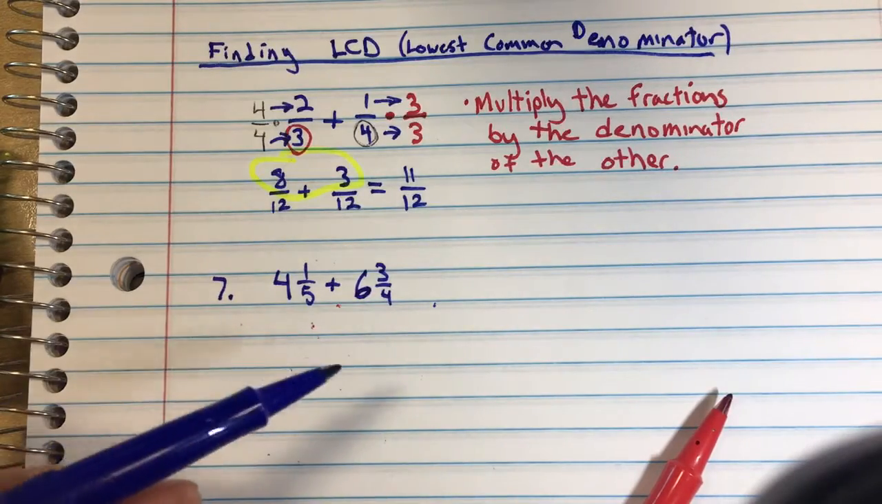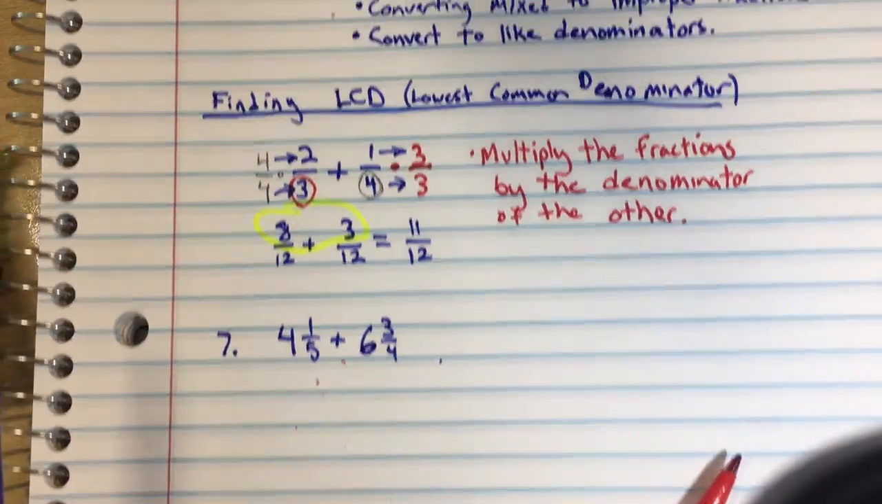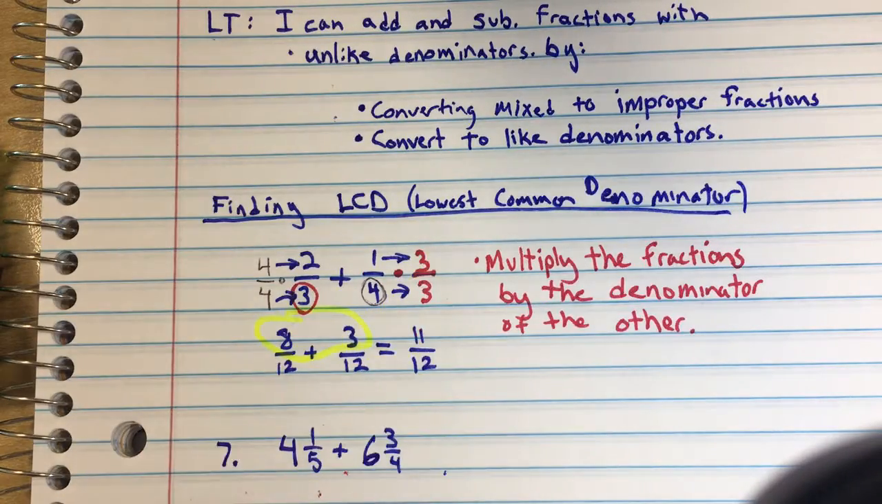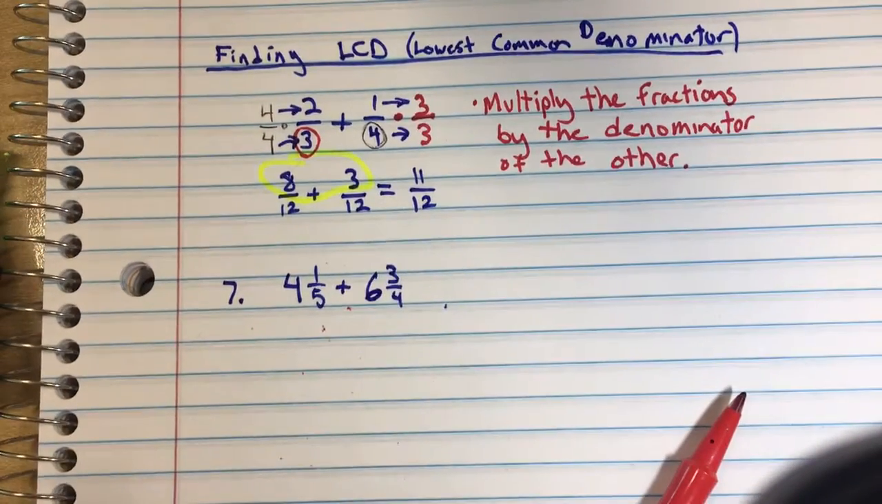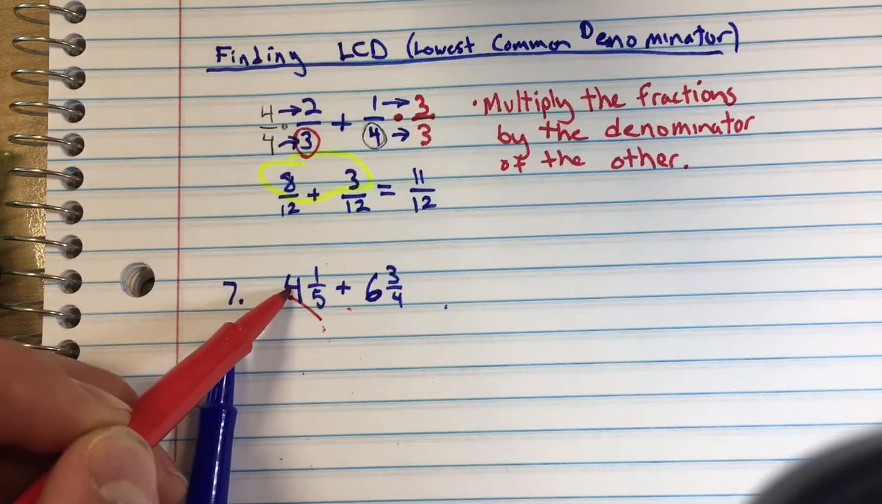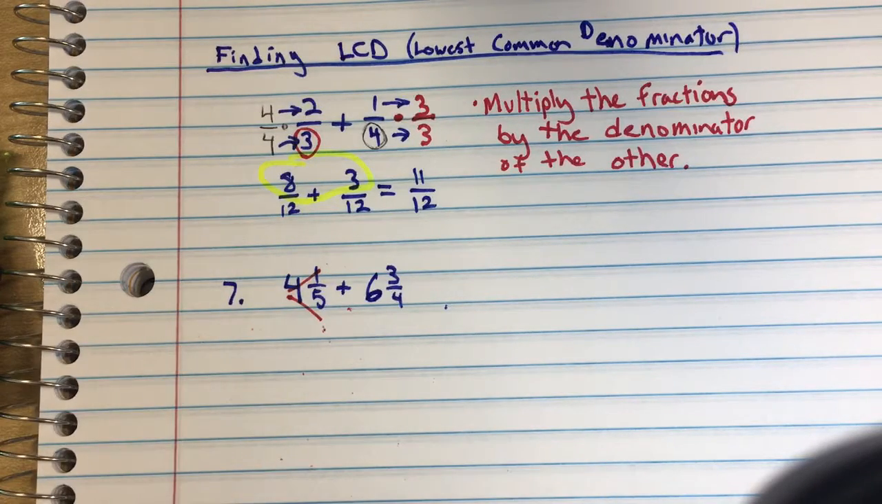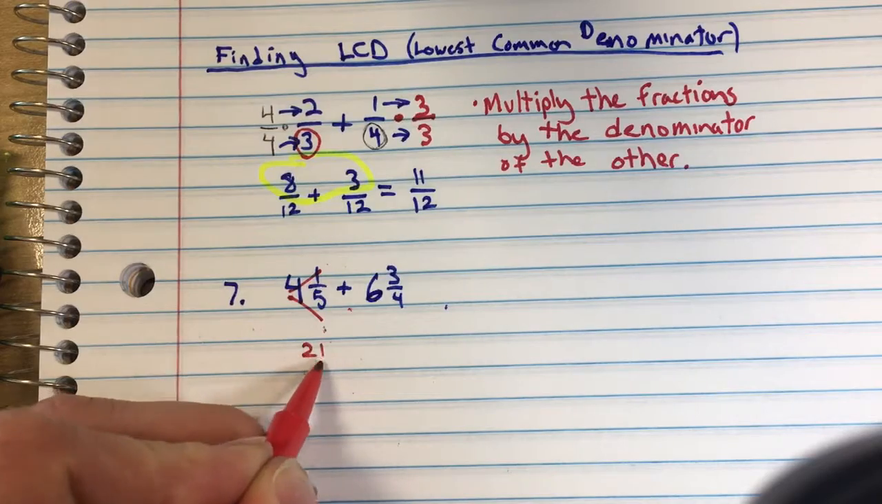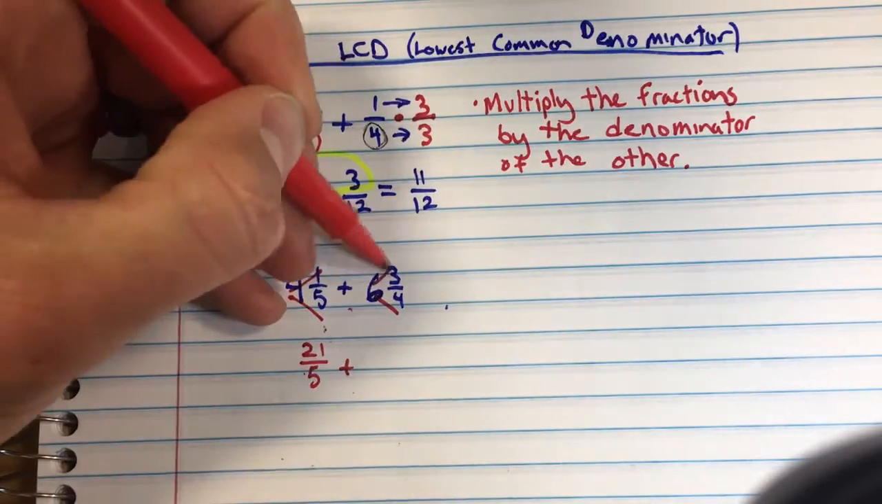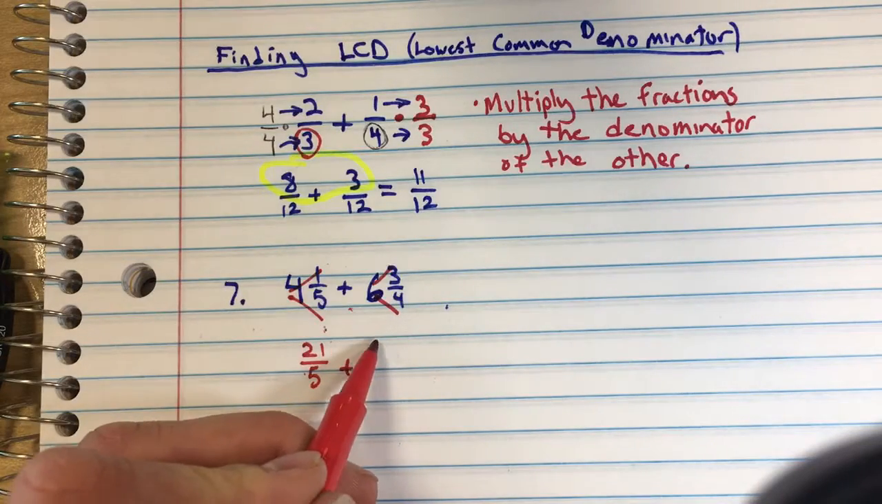But if you look back up at our learning target, one of the first things we said is that we have to convert to improper fractions first. And I'm going to emphasize this, and Mr. Trimble is going to make you do this, even though sometimes it seems like a lot of work. So I need to convert these to improper fractions. So 4 times 5 plus 1 is 20, plus 1 is 21. So 21/5 plus 6 times 4 is 24, plus 3 is 27.